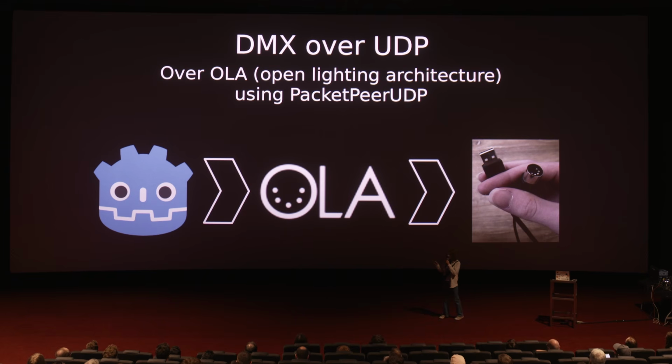So what you can do is you can take something like OLA, open lighting architecture. And what this does is it takes UDP packets as inputs, and it can convert them to DMX output just by using a USB to DMX converter. And UDP packets, these are just networking packets, so you might use them over the internet, for example. And you can use Godot's PacketPeerUDP function simply to just like send those packets easily.